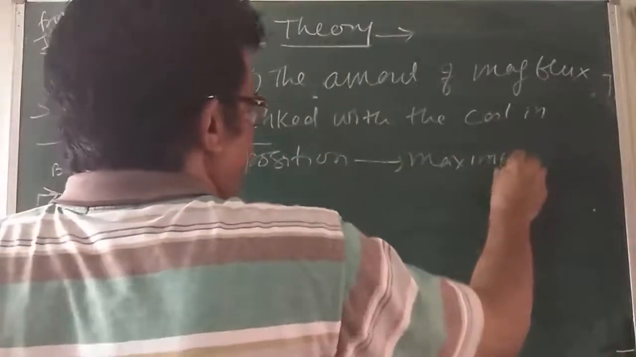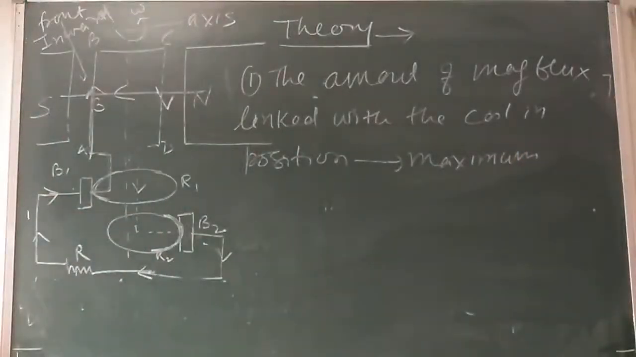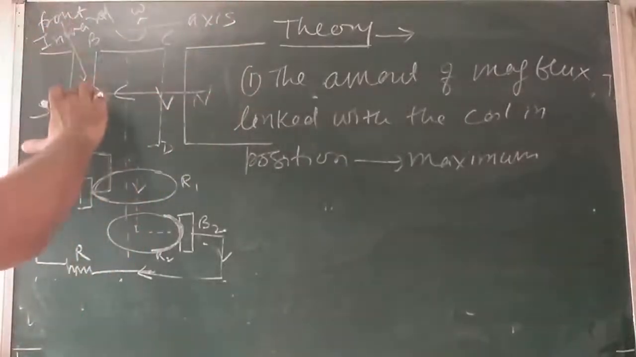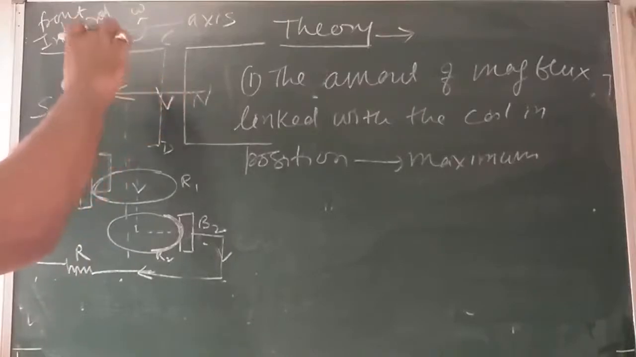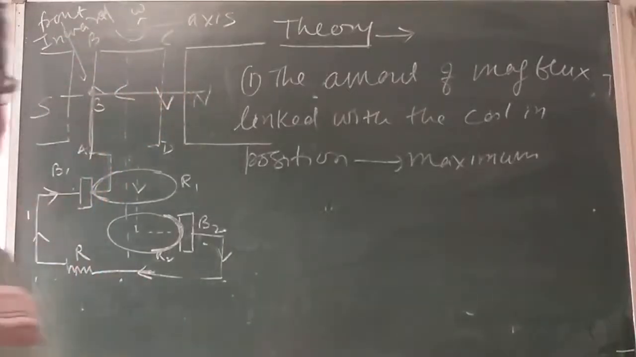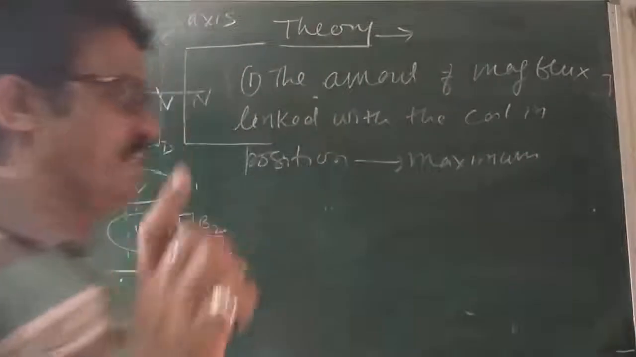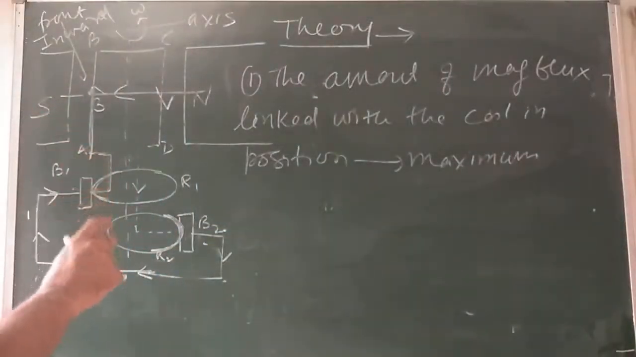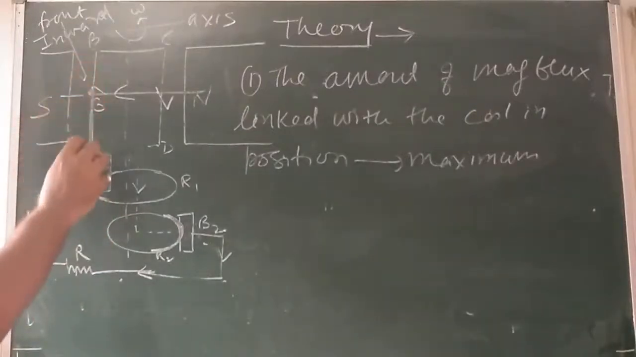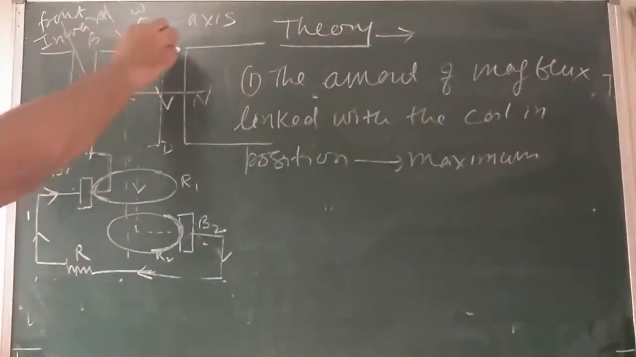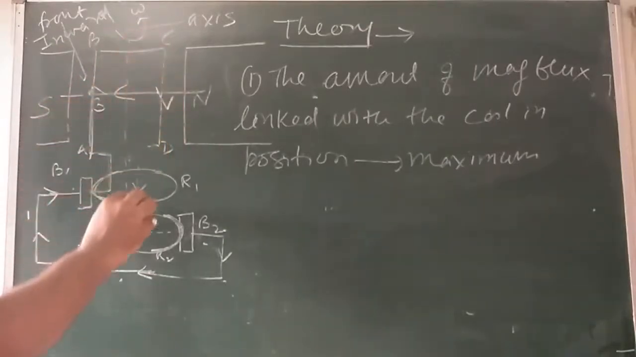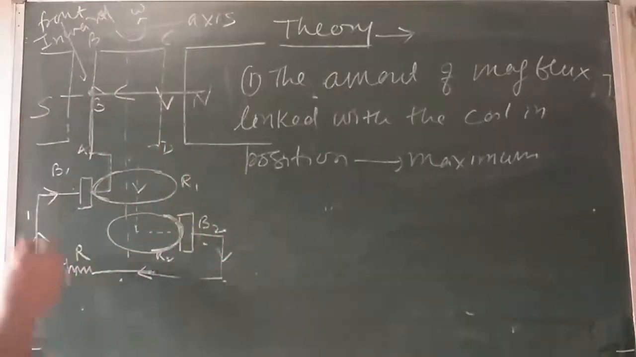Is it clear? This is the first case here. So as the coil is rotated anti-clockwise, AB moves inwards, CD moves outwards. So the amount of the magnetic flux linked with the coil changes continuously. According to Fleming's right hand rule, current induced in AB is from A to B, and in CD it is from C to D. So in the external circuit, current flows from B2 to B1.